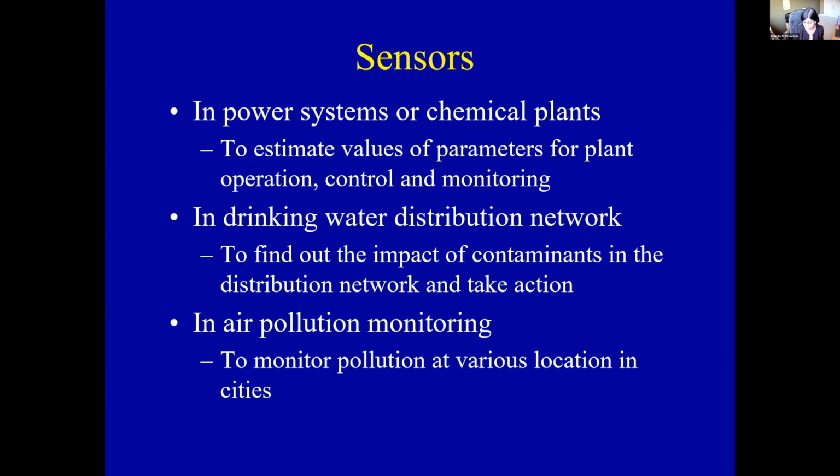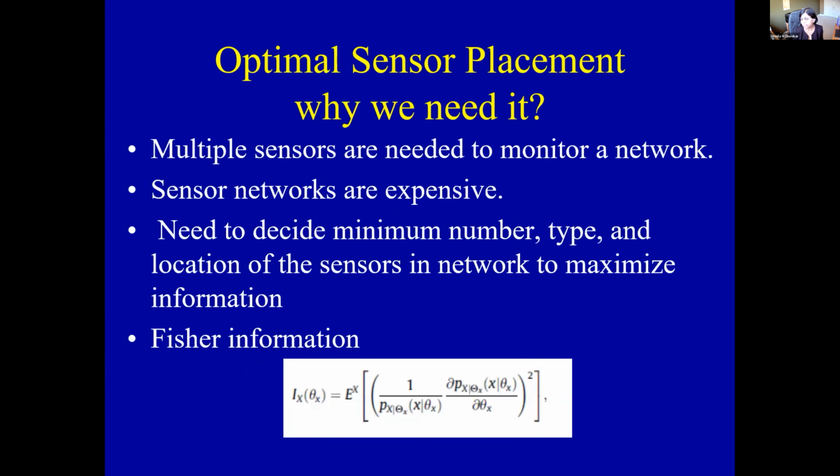Now, why sensor placement is important is because you need multiple sensors to monitor a network, but you cannot put a large number of sensors because it can become expensive and prohibitive. So you want to place sensors in an optimal way so that you can maximize the information. You want to find how many sensors are needed, what the minimum number is, what type, and where the location of each sensor should be. So that's why the sensor location problem, the sensor placement problem, is important.